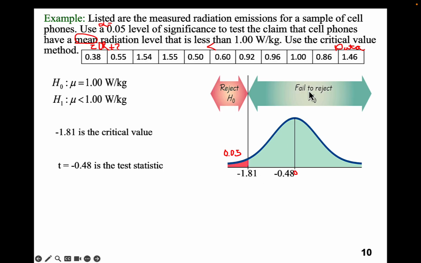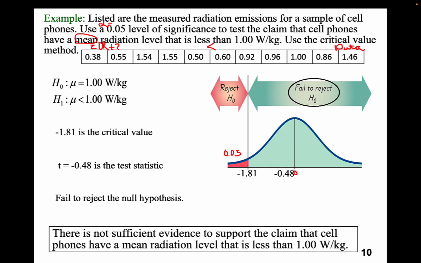Once we figure out what region that's in, to fail to reject, everything is scripted. We would say that we fail to reject the null hypothesis, and then we would conclude that there is not sufficient evidence to support the claim that cell phones have a mean radiation level less than 1.